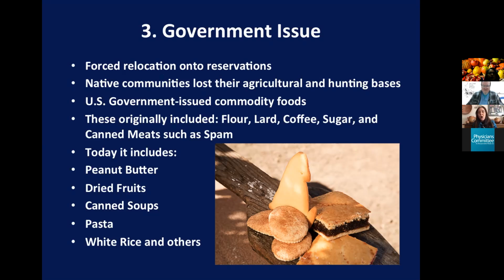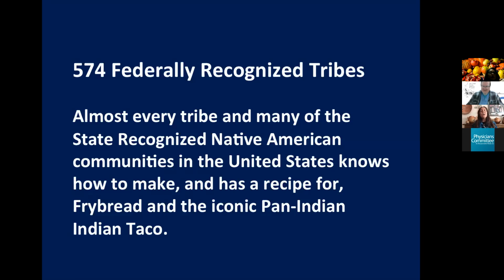So today we see peanut butter and dried fruits and canned soups and pasta, white rice and others. But initially what was introduced was flour, lard, coffee, sugar, and the infamous canned meat, which everybody knows, called Spam. And so what came out of that was fry bread. So fry bread is born from this period, and the Indian taco.